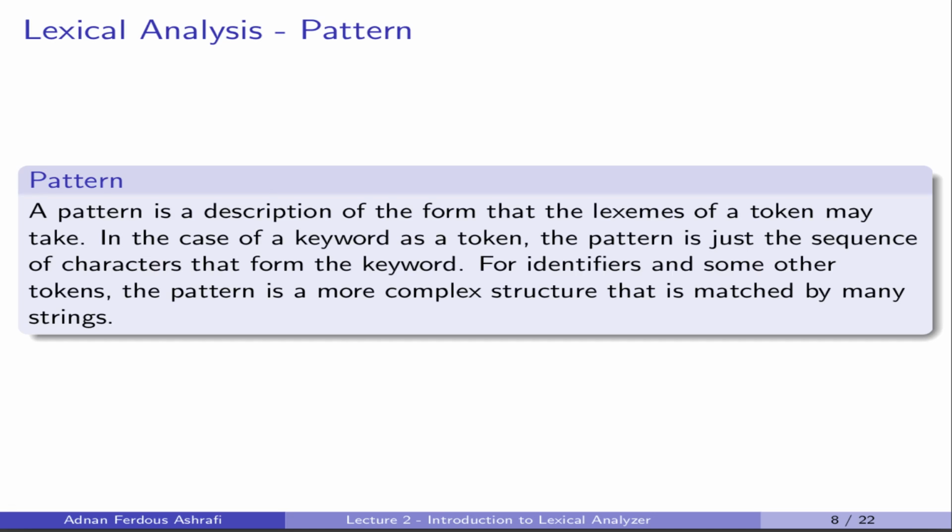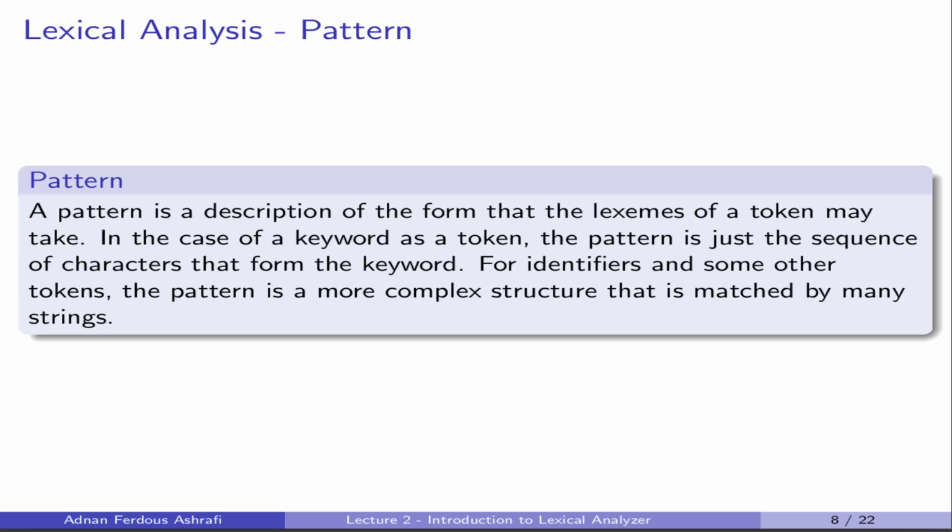The second term is pattern. So a pattern is a description of the form that the lexemes of a token may take. Okay. So in the case of a keyword as a token, the pattern is just the sequence of characters that form the keyword. So for example, আমি যদি একটা কিওয়ার্ডের কথা বলি, ধরেন int, integer. Okay. So integer, character, double, float, they all have a specific pattern, right?